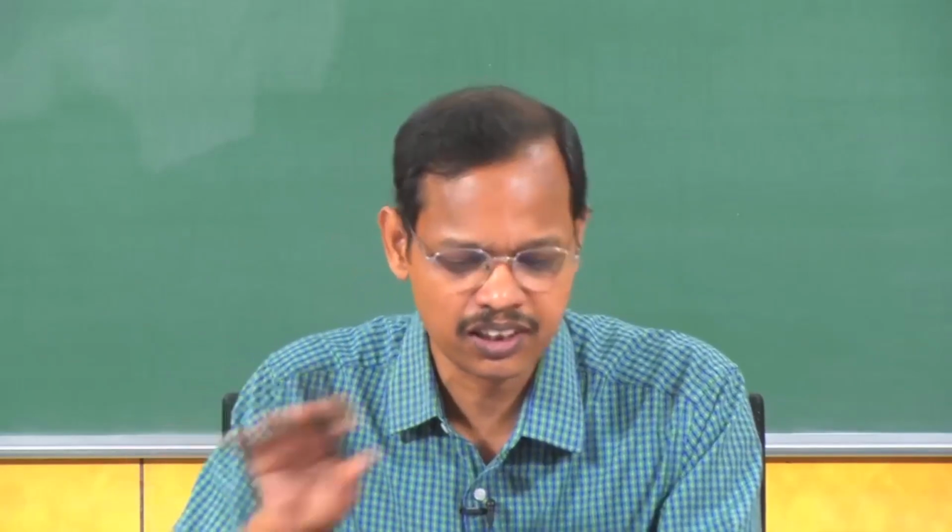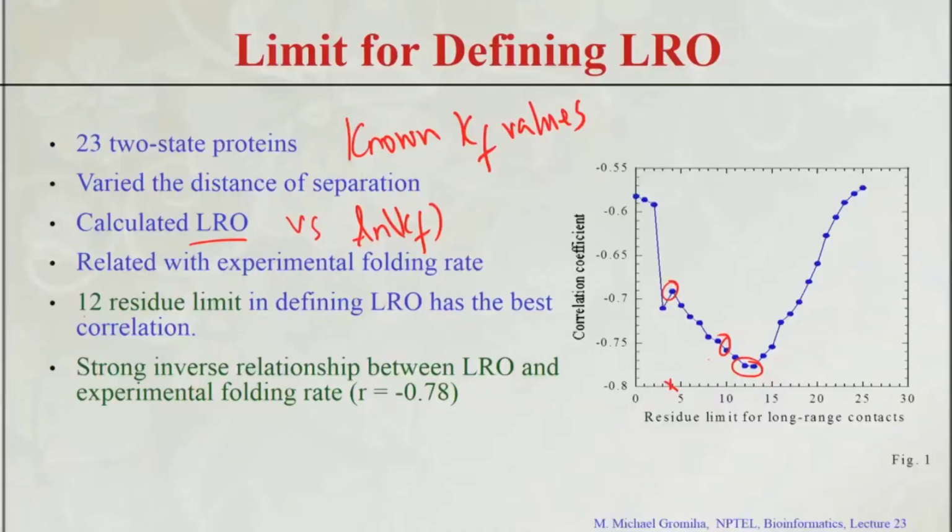The contact order considers short, medium and long range contacts, but in the case of long range order we consider only the long range contacts, because that is the one which shows the highest performance. If you add the short range contacts, the correlation is less. That means it has to do only with the long range contacts. So, from here we get this value 12, the 12 residue limit, and with it we see a correlation of minus 0.78 with the experimental folding rate.